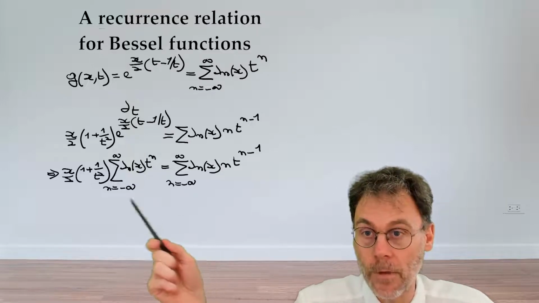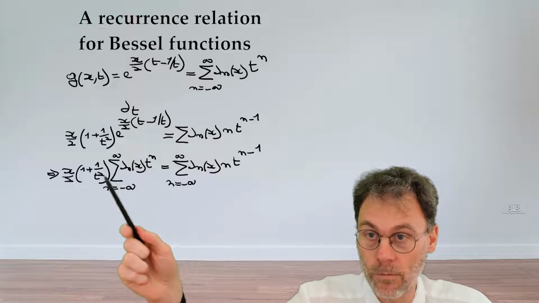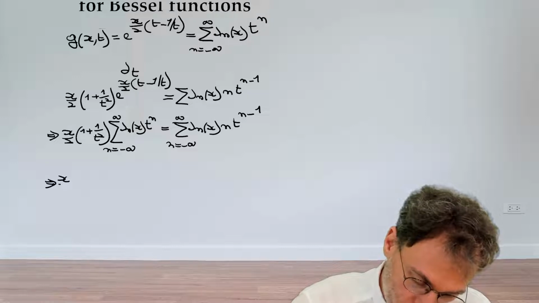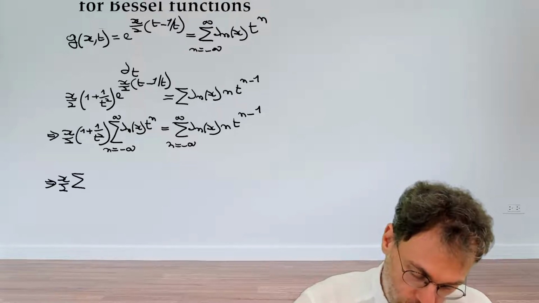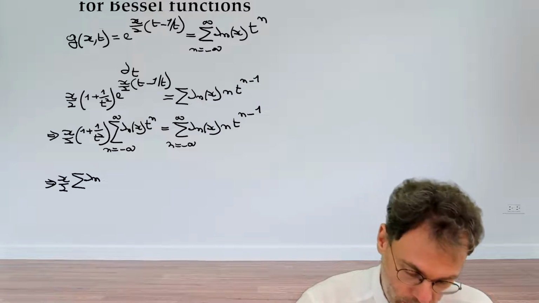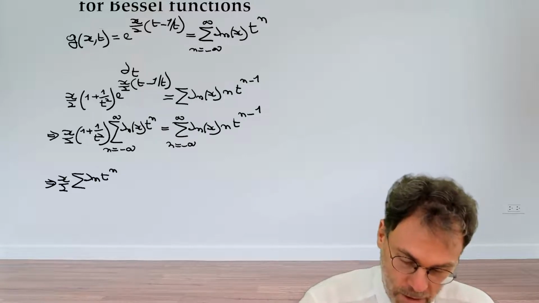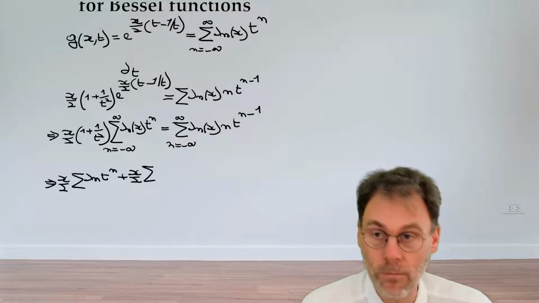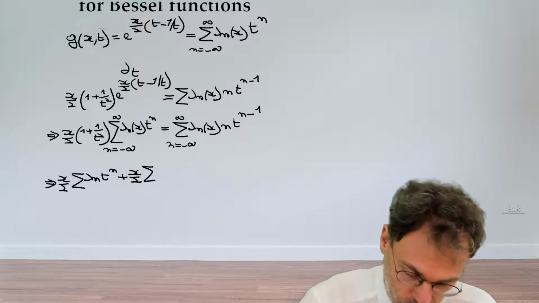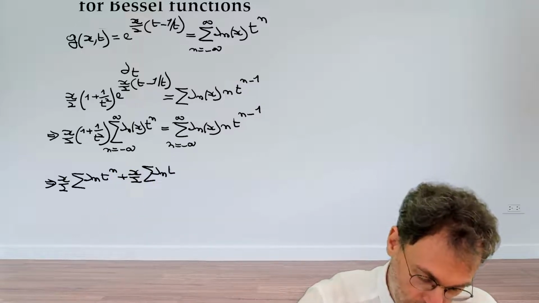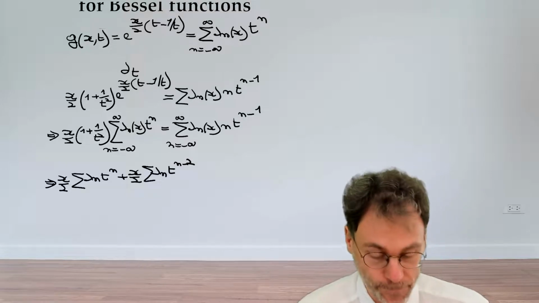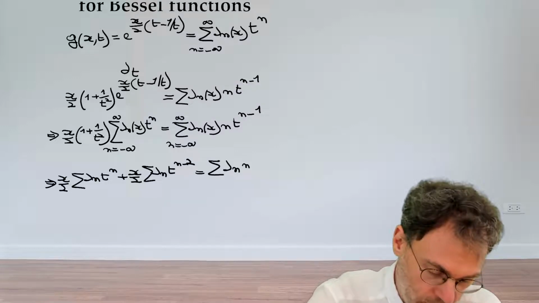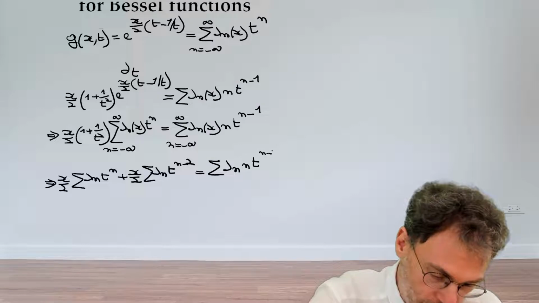Now, let's expand this a little bit. This will become two series expansions on the left-hand side. So let's see what happens. We have x over 2, and then the summation of J_n t to the power of n. And then we have x over 2 and another summation, but there, because of this 1 over t squared, we have J_n t to the power of n minus 2. And then for the right-hand side, just copy what we had: a sum of J_n n t to the power of n minus 1.